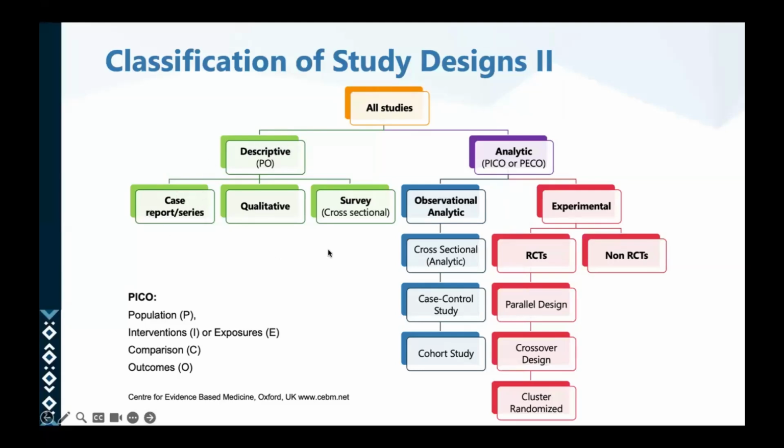The study designs that work in those purely descriptive scenarios are a simple case report or a case series. We'll see that in detail. Qualitative studies are also very descriptive. And also you have surveys. These are a type of cross-sectional study that are purely descriptive. You just get a kind of prevalence measure.